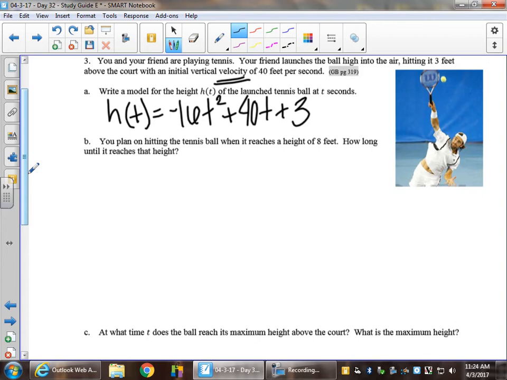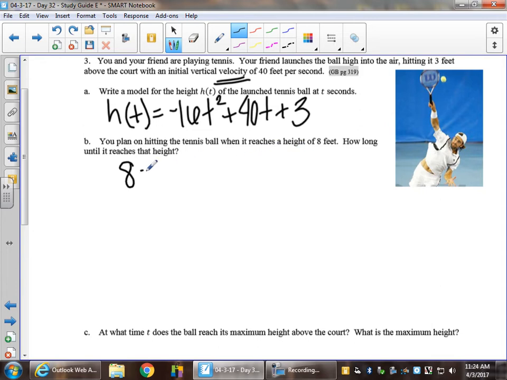Part B says you plan on hitting the tennis ball when it reaches a height of 8 feet. How long until it reaches that height? Where do you think that 8 is going to go? It would go in for H of T, and then you would put it in the other T's.